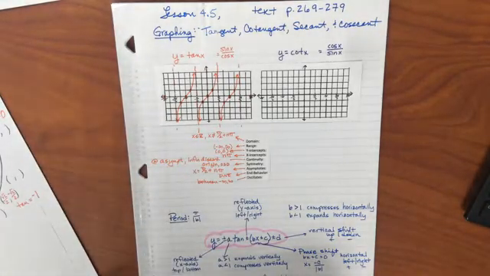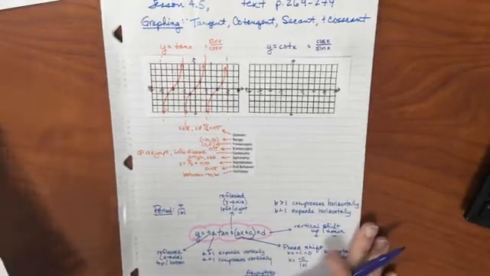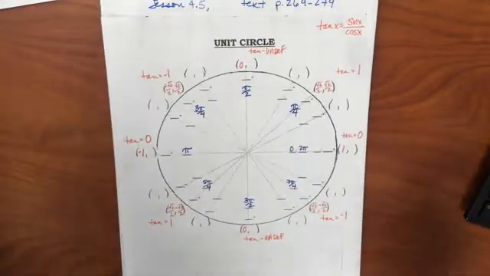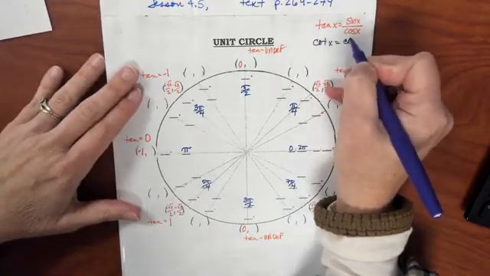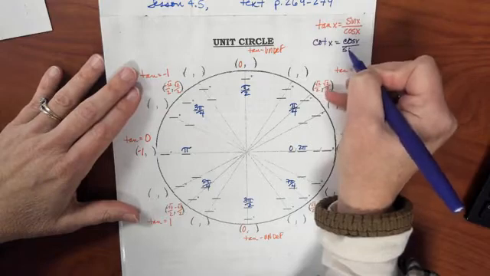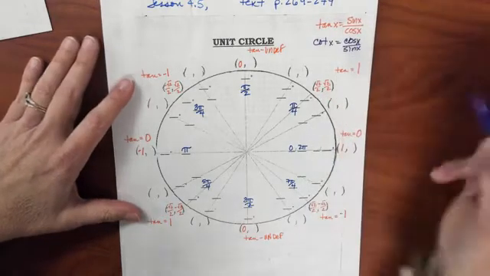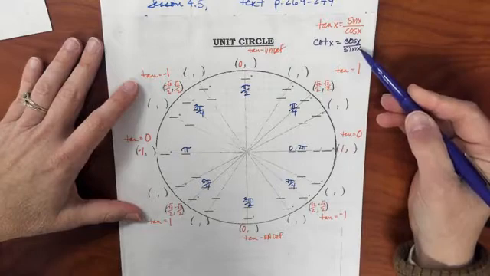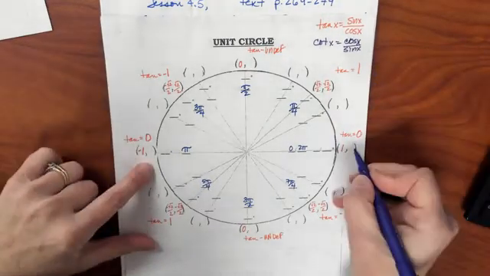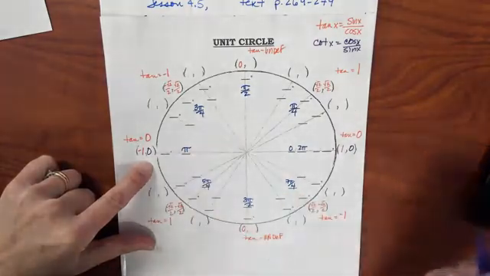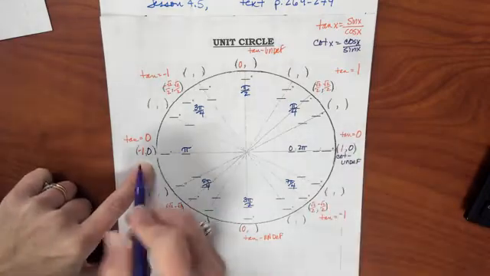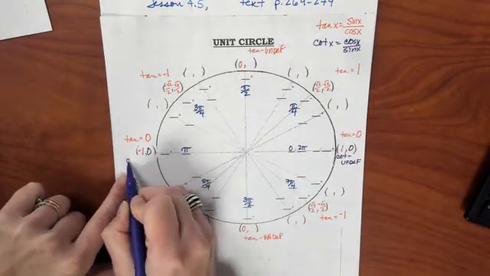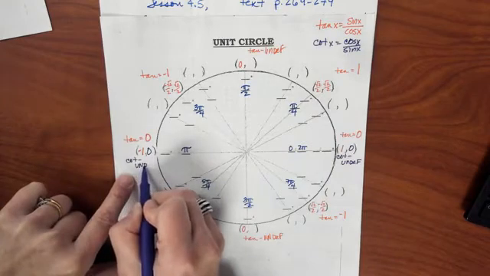Now let's go to cotangent. When you have the cotangent graph, let's go back to our unit circle. Cotangent is equal to cosine over sine. So here, where sine is 0, it's undefined. Well, sine is 0 here, so our cotangent here is undefined. And likewise at pi, cotangent is undefined.